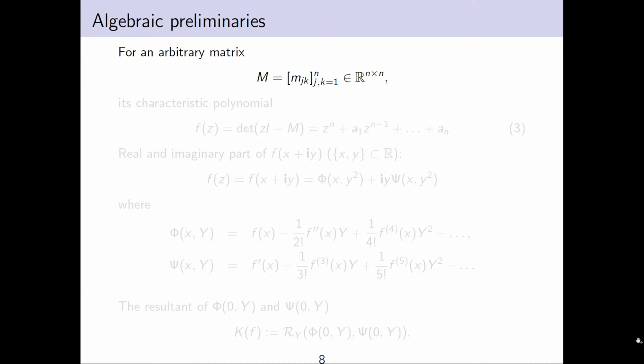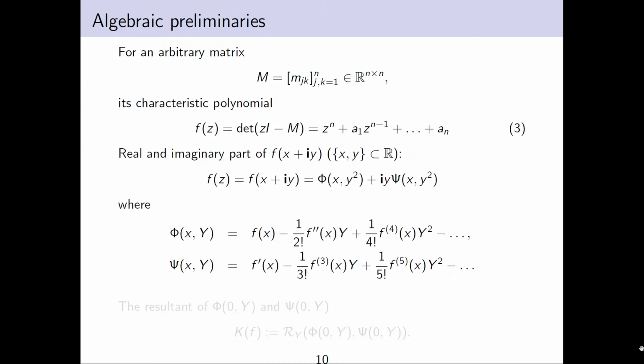Now I'd like to tell about methods that we need to solve the problem. We consider an arbitrary real matrix and its characteristic polynomial. We find the real and imaginary parts of F. Here you can see two polynomials, phi and psi. And we compute the resultant of polynomials, as you can see in the bottom of the slide.